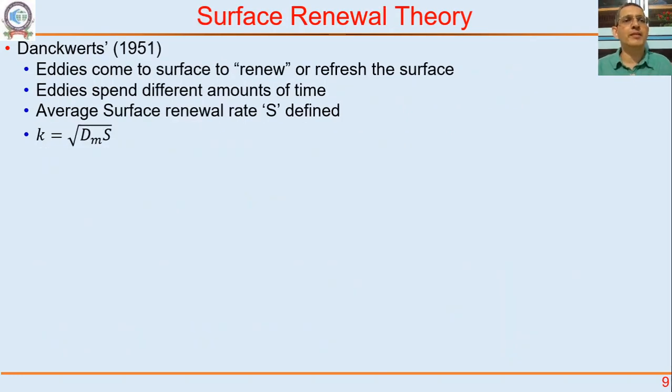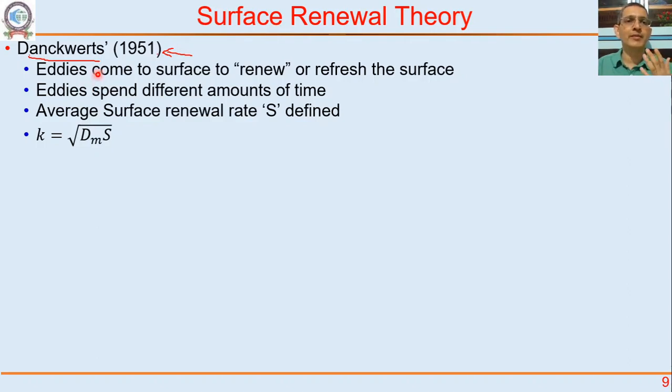Another theory is called the surface renewal theory, proposed by Danckwerts in 1951. There is a picture of Danckwerts near our library. Okay, there is also a book in our library written by Danckwerts. So it is that important that ICT thought of having a picture of Danckwerts near the library. Pioneering work on surface renewal theory.